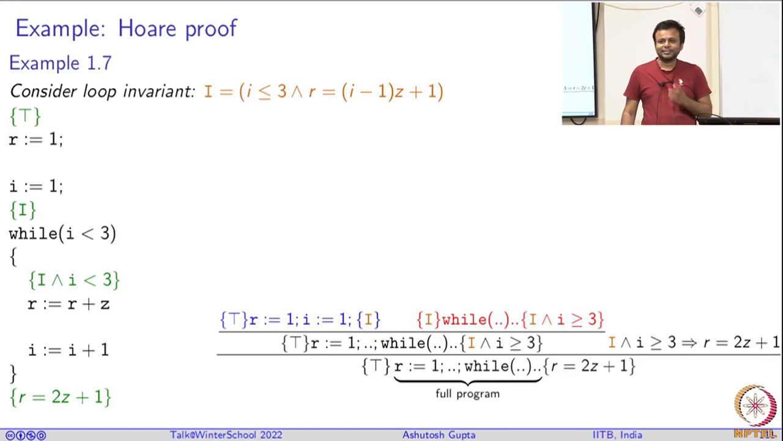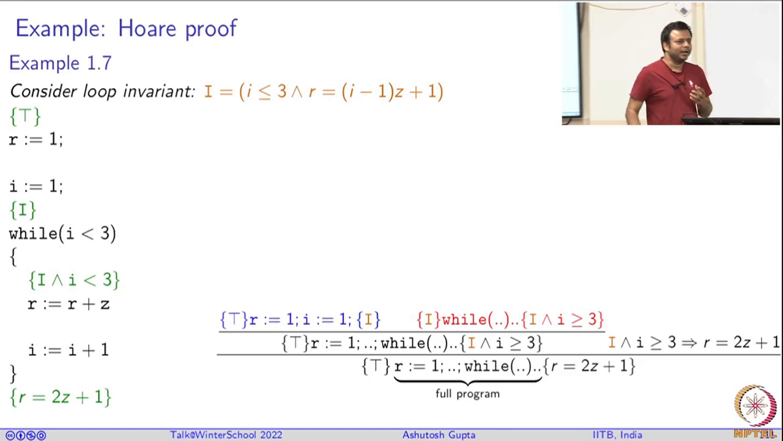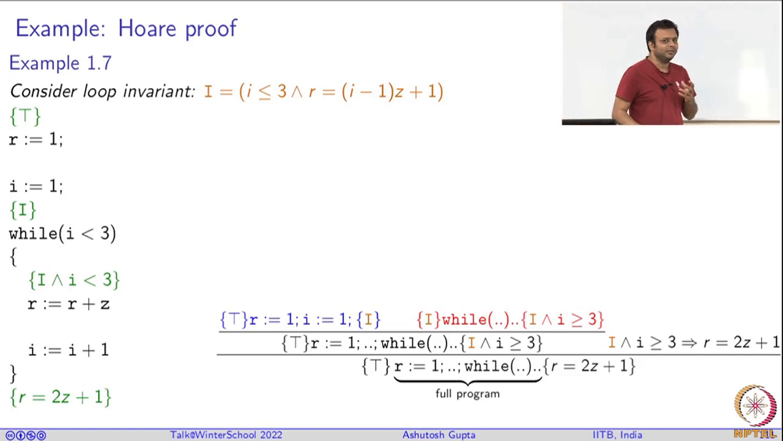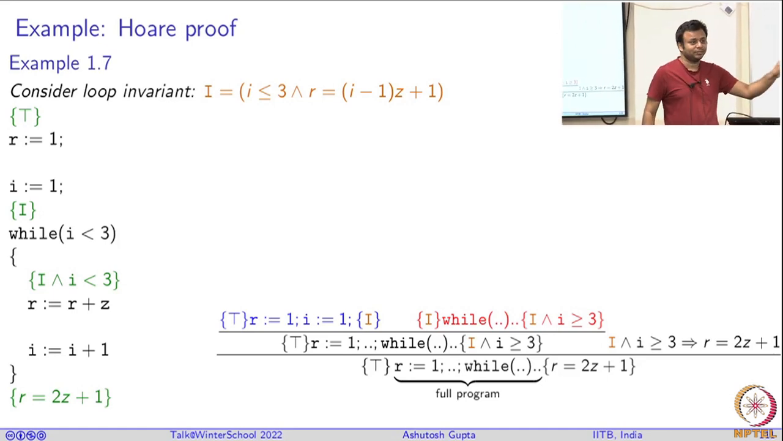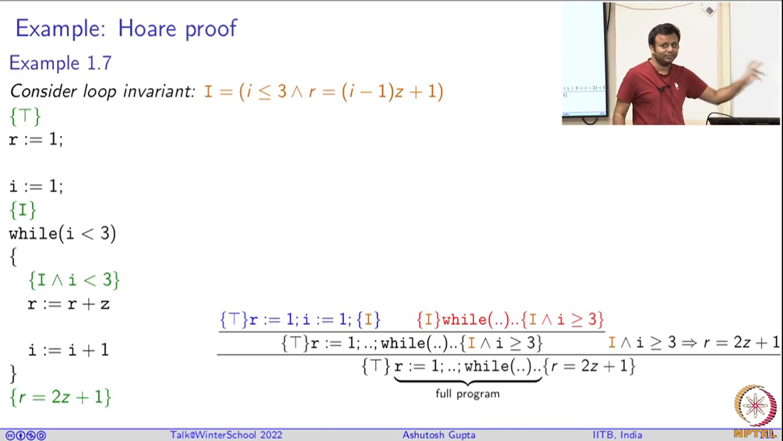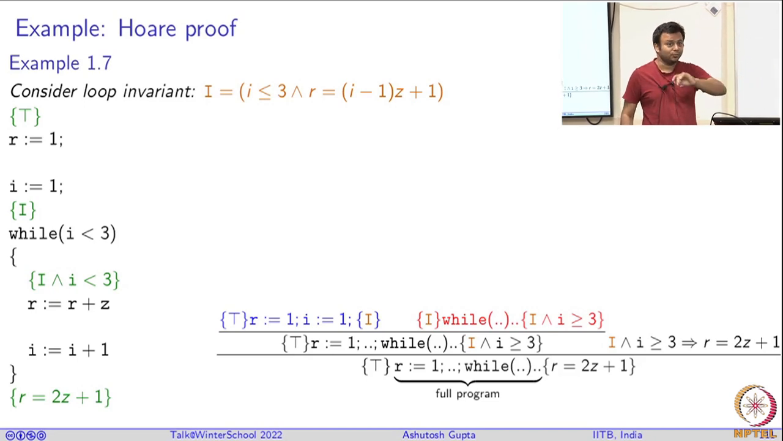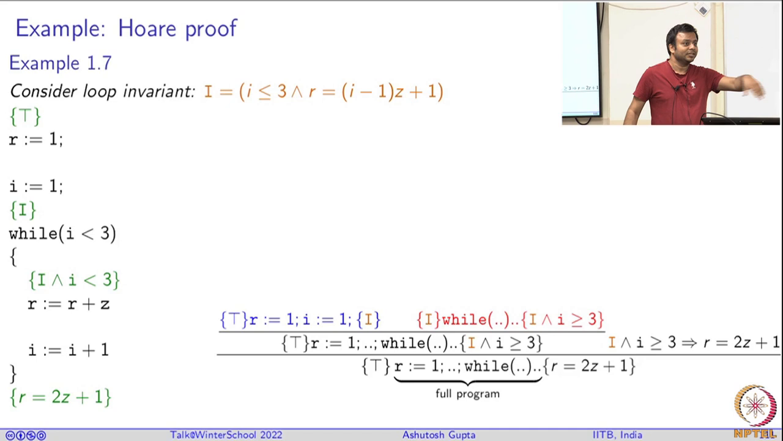What this is saying is, if you are at the loop head, this thing is always true. And finding this I is the hard part in any verification method. So just soak this in. If I give you this I, everything after that is mechanical. Now you can run the algorithm, because all other steps are just mechanical, right?